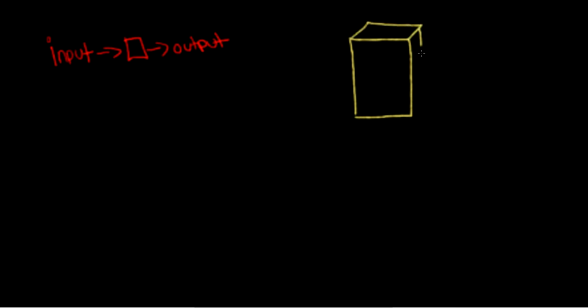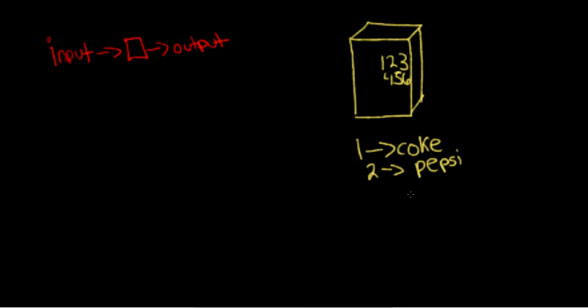A vending machine would have numbers on it, and these numbers would correspond to a specific product. For example, number 1 would correspond to the product Coke. Number 2 would correspond to Pepsi. Number 3 would correspond to Diet Coke. And number 4 would correspond to C+.